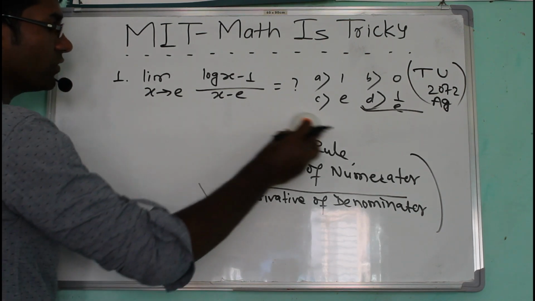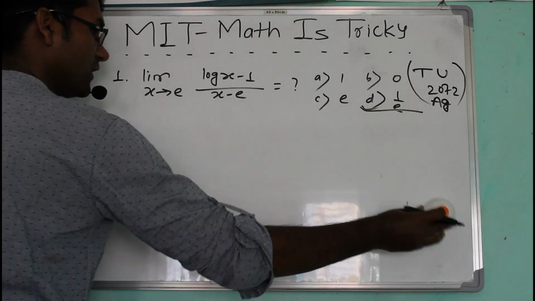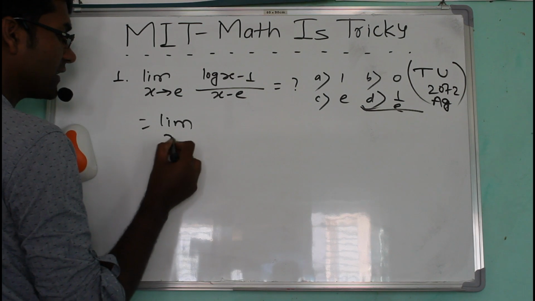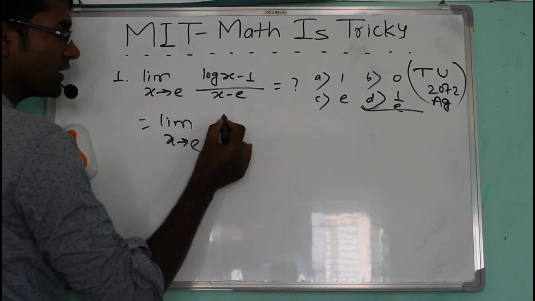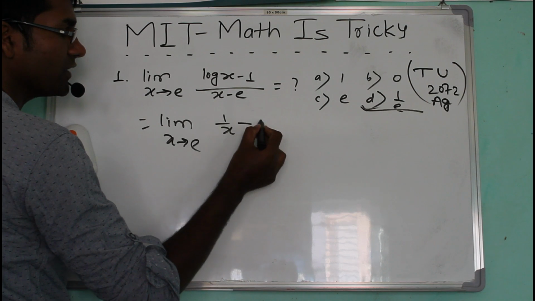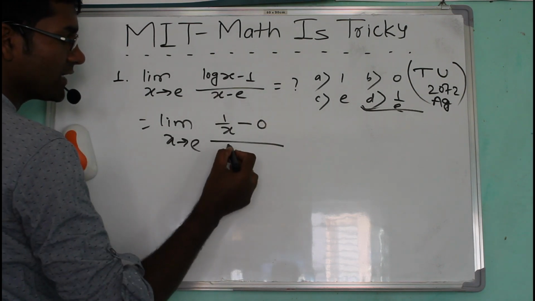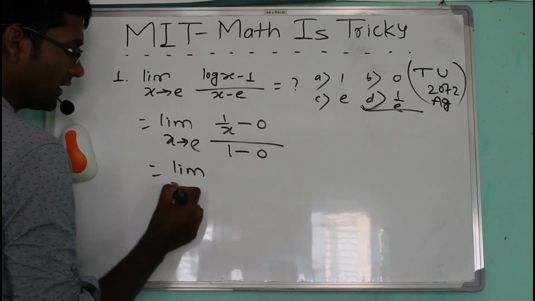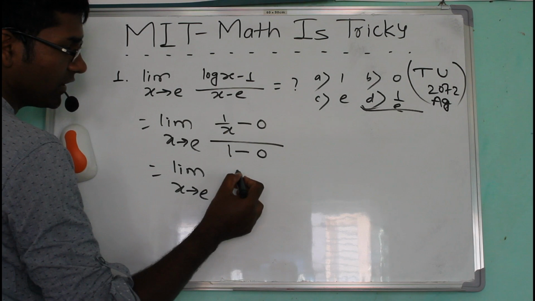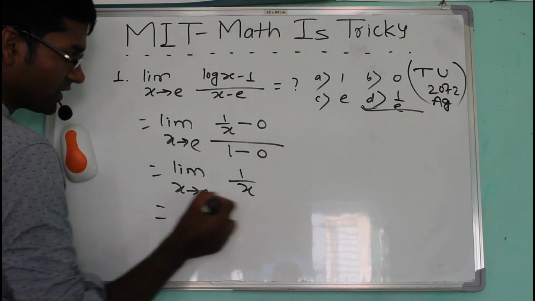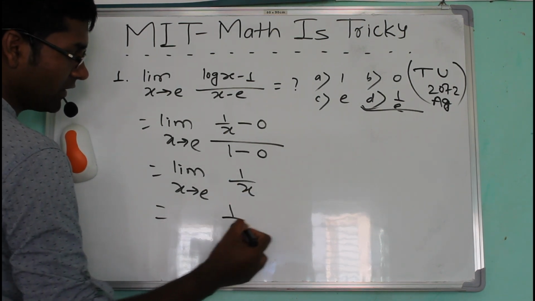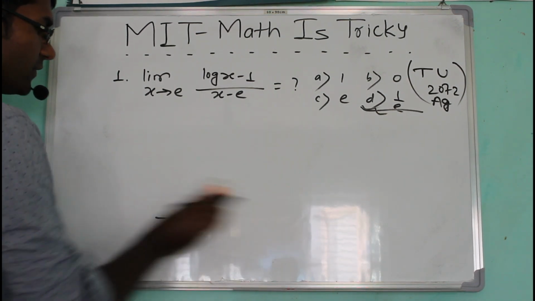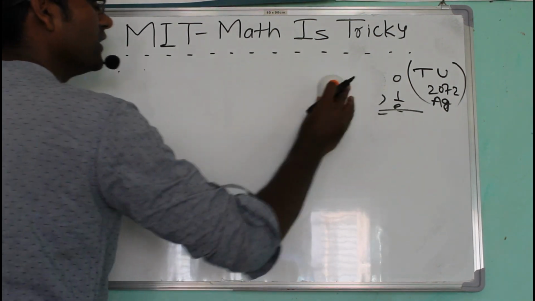Now let's use this. By L'Hospital rule we can write limit x tends to e, derivative of log x is 1 by x, derivative of 1 is 0, derivative of x is 1, derivative of e is 0. So limit x tends to e of 1 by x, put x equals e, and you get 1 by e. That's your answer. Same thing we got. This is the second method. So let's see the second question.